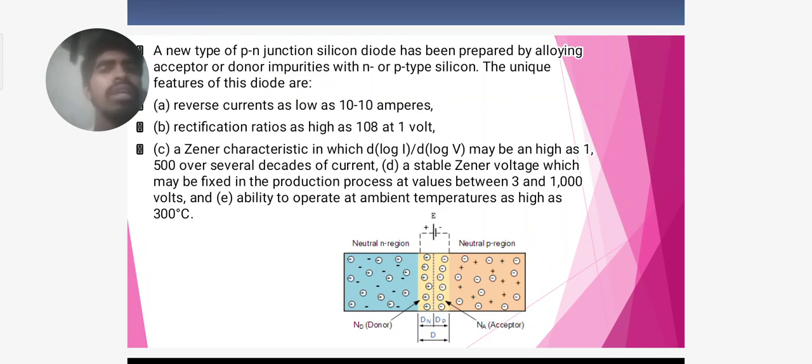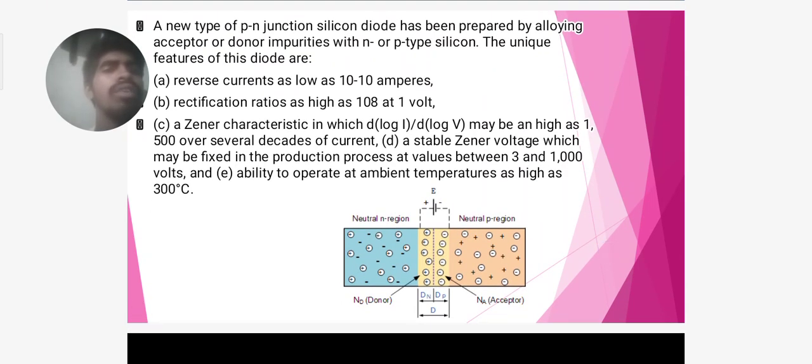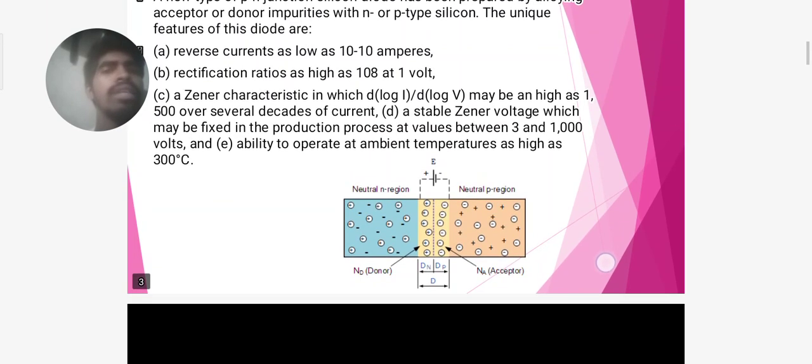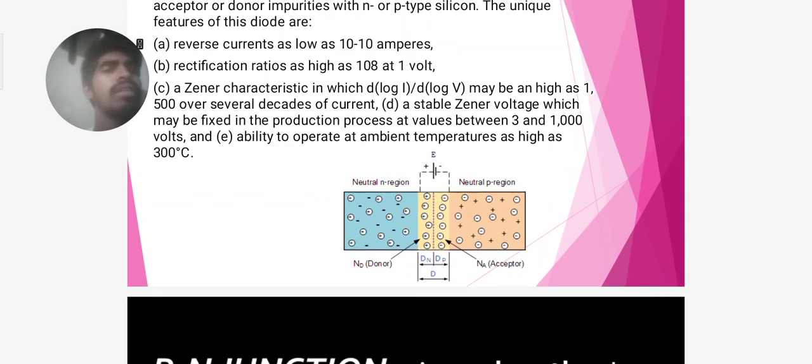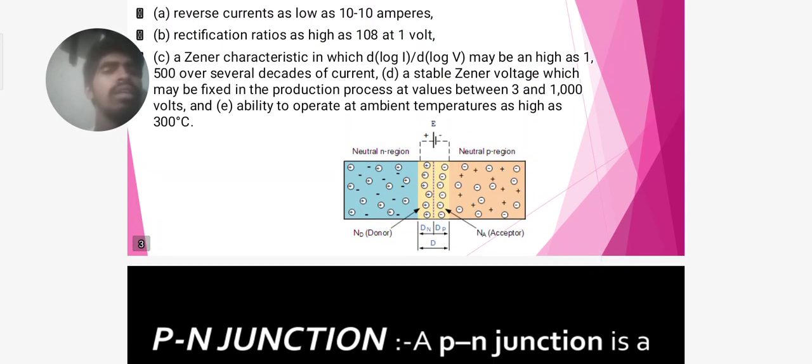In this we can mainly focus on 3 points. First one is reverse currents as low as 10 to 10 amperes. Rectification ratios as high as 108 at 1 volt. And another option, zener characteristics in which d log I by d log V may be as high as 1 500 over several decades of current, and a stable zener voltage which may be fixed in the production process at values between 3 and 1000 volts, and the ability to operate at ambient temperature as high as 300 degrees Celsius.